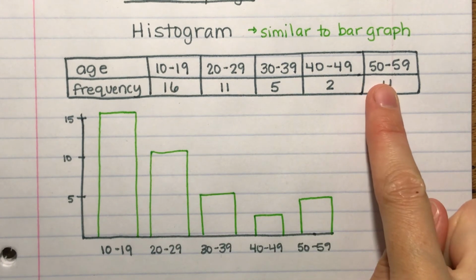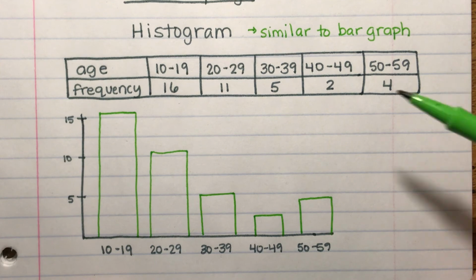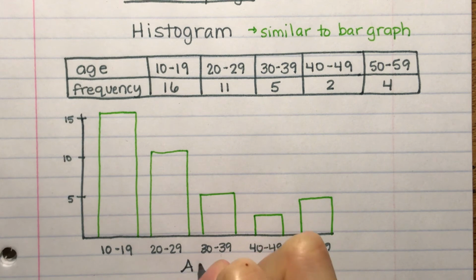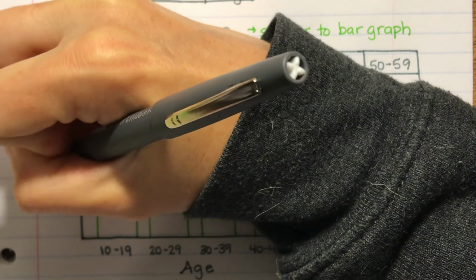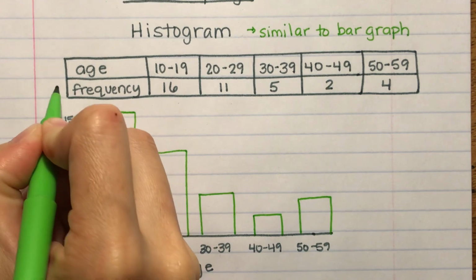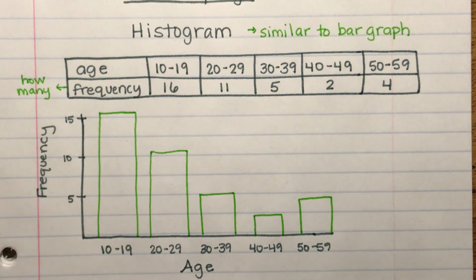Usually it's going to give you these ranges to already have as categories. If it doesn't, you get to make your own. But once you have your categories and how many are in each, then you just set up your bar graph and your ranges are on the bottom. I also want to make sure to label this. So these would be age along the bottom and then frequency along the side. And remember, that word frequency is just a fancy word for how many. So I'm talking about how many fall into that category.